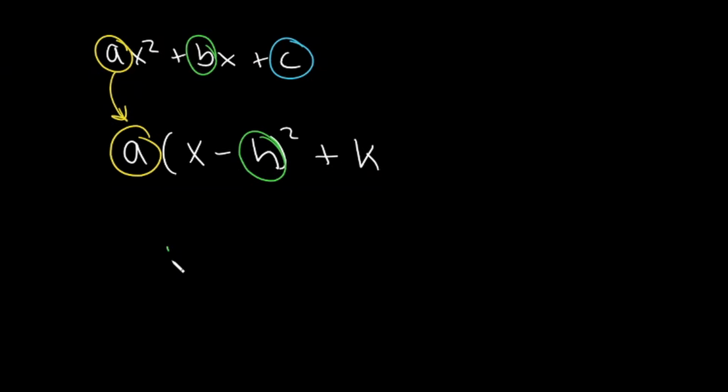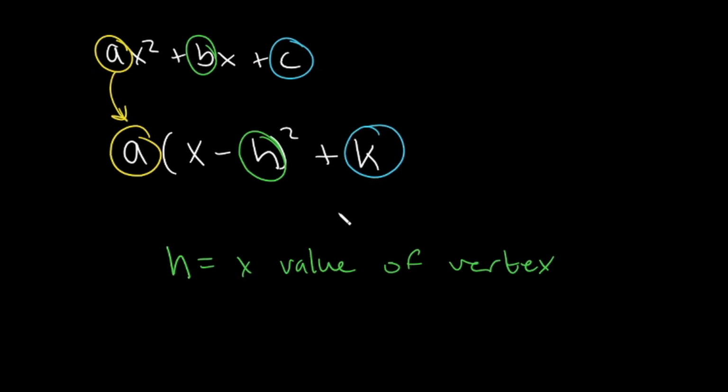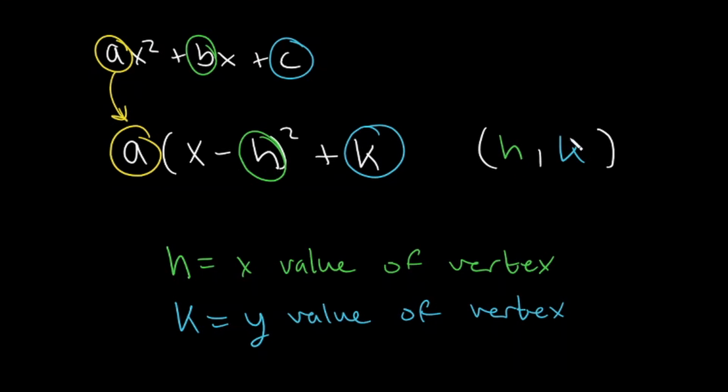So h is going to be the x value of the vertex, and then k, sorry, I know these colors are matching, but these are not the same thing. And then we have k, which is going to be the y value of the vertex. So that means the point h comma k is going to be our vertex.